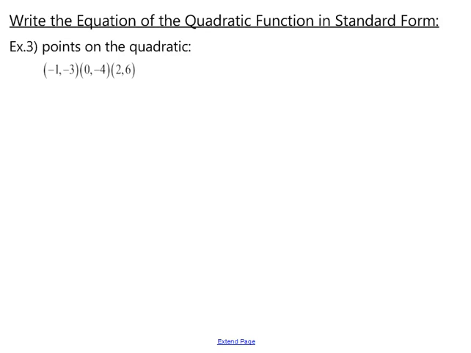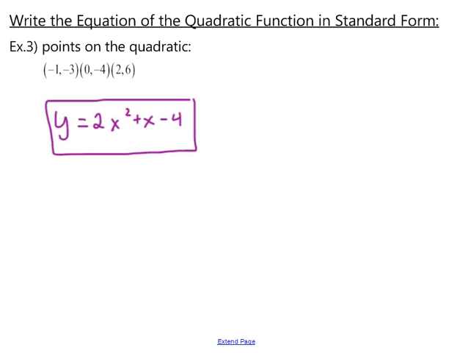So I want you to go ahead and try this example on your own. Take these 3 points that are on the quadratic, use your calculator, follow the steps, and find the best fitting quadratic model, and then check back with me when you're finished. Hopefully you found your equation to be y equals 2x squared plus x minus 4. That's it for these notes. I'll see you in class.